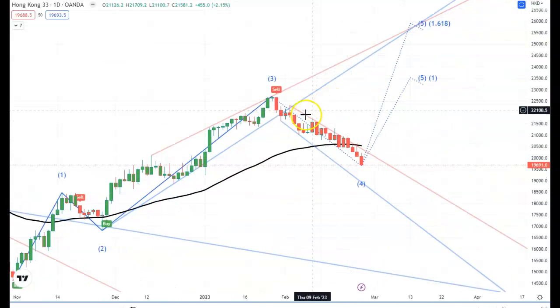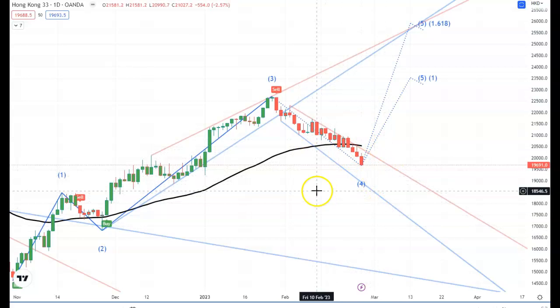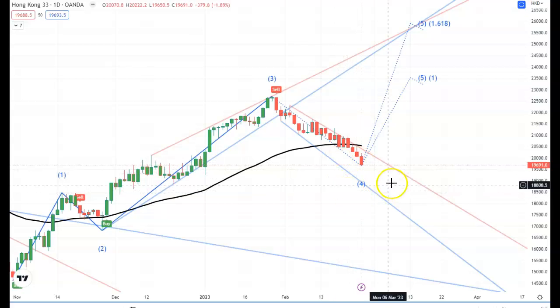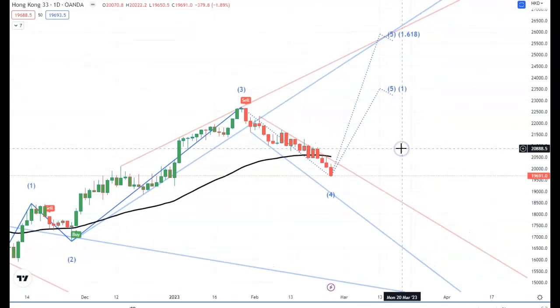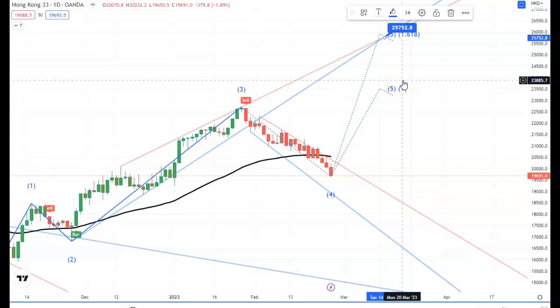But we can see now it's setting up for a wave 4 scenario. The sellers are coming in. What happens with the markets? They're manipulated. So it tries to get the sellers into the market, and as soon as they've got enough sellers, they will buy. And that's exactly what's going to happen. So our target for this week is going to be 25,752.